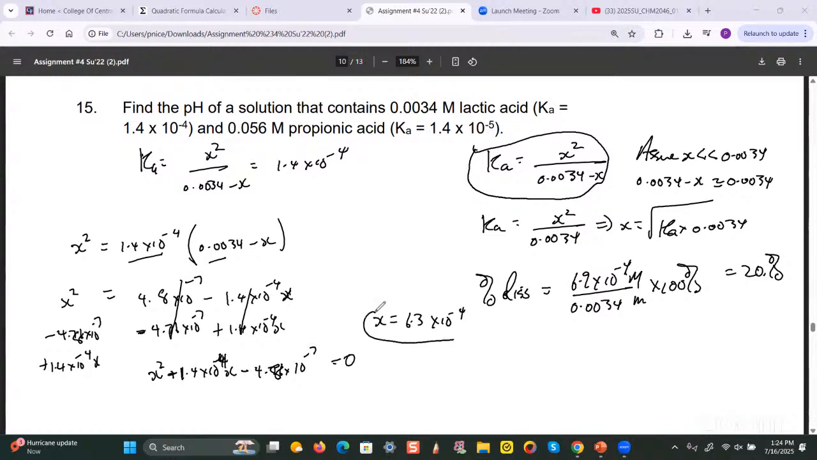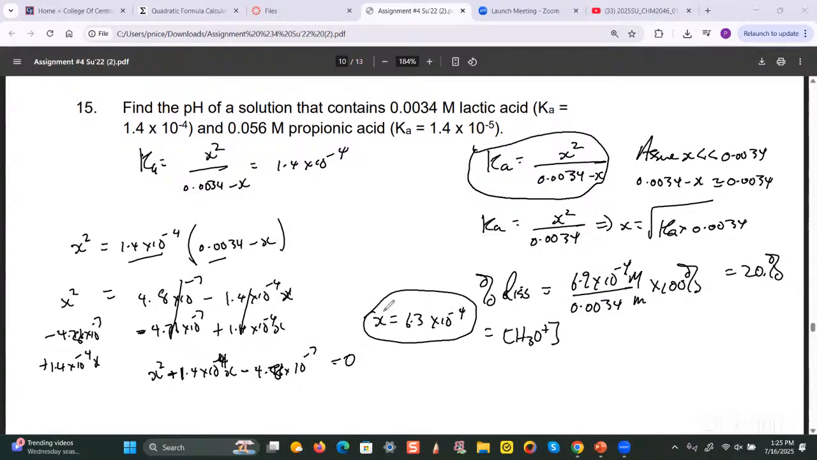Right here, 6.3 times 10 to the minus 4. All right, so that's for one acid, right? So this would be the concentration of H3O+ for the lactic acid. So believe it or not, we have to do basically the same thing for the other acid, which is the propanoic acid, all right?